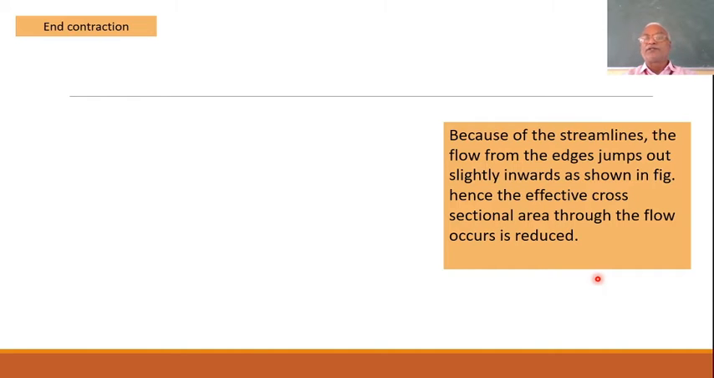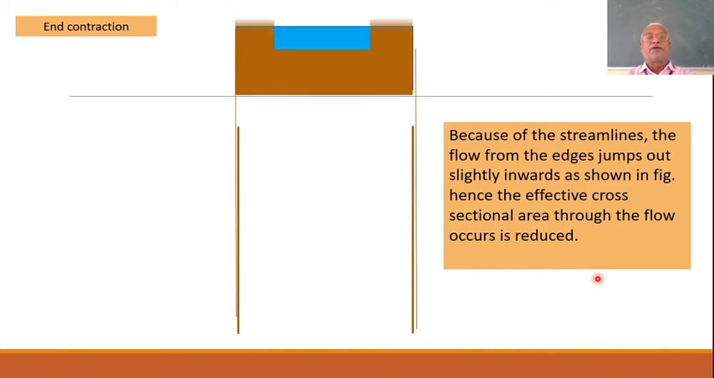End contractions. Because of the streamlines, the flow from the edge jumps out slightly inwards as shown in the figure, hence the effective cross-sectional area through which the flow occurs is reduced. You know this now.